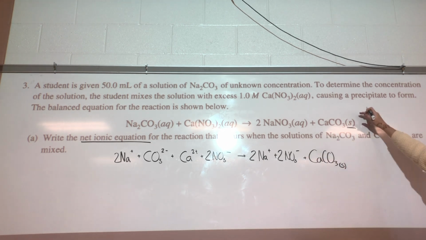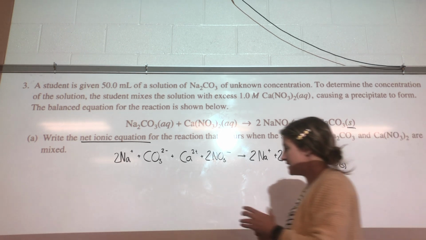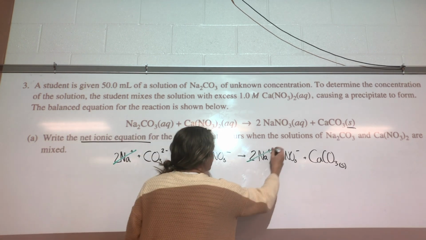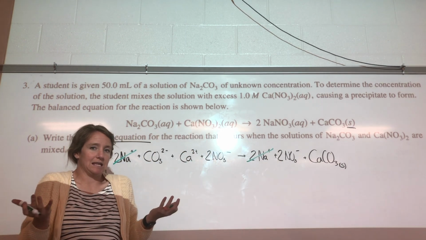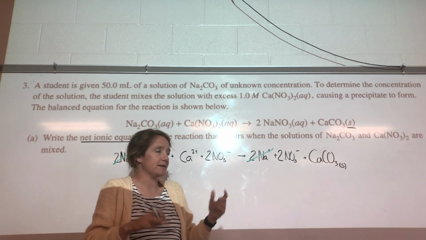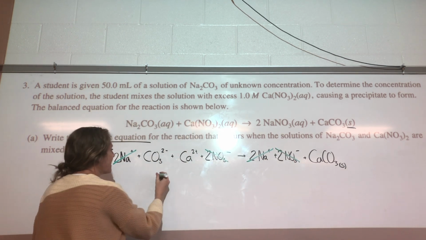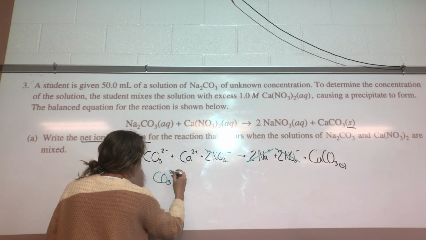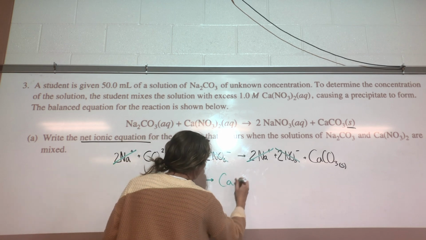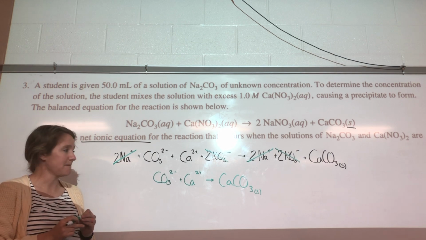If you look at the equation written this way, what we can see is that the sodium isn't doing anything in this reaction because it's floating around here and floating around there, no difference. And the nitrate as well, same thing. And so the net ionic equation is only those components that make up the precipitate. And that's it.